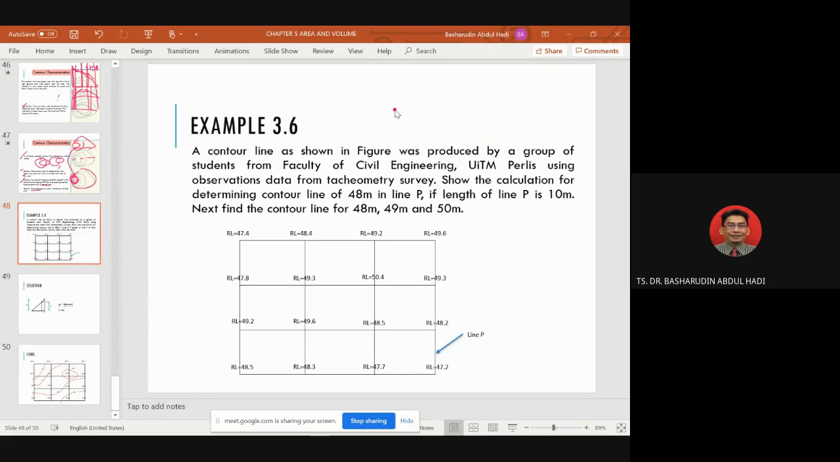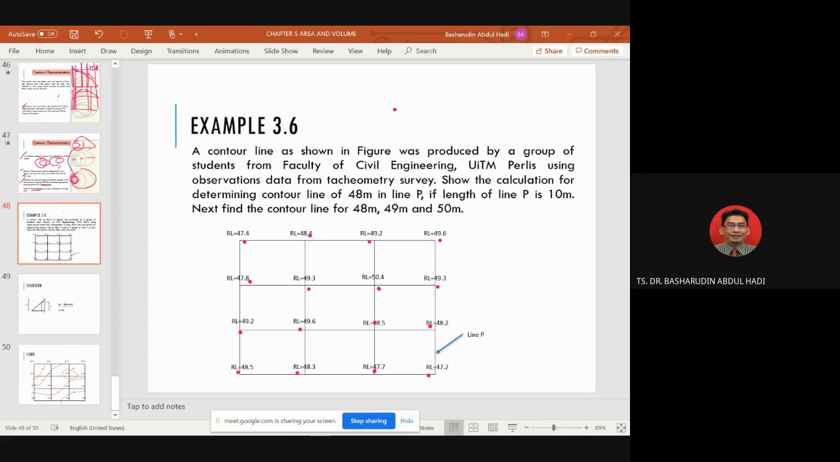So the example. How many points do you have? 1, 2, 3, 4, 5, 6, 7, 8, 9, 10, 11, 12, 13, 14, 15, and 16. You have 16 points. Okay.